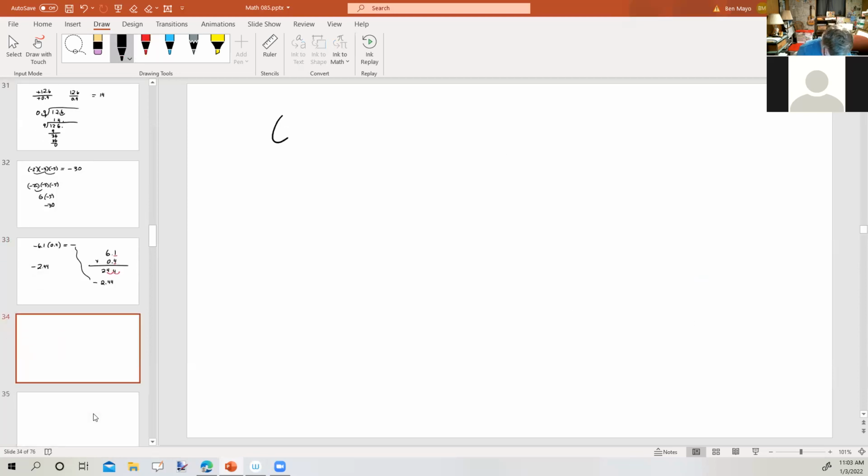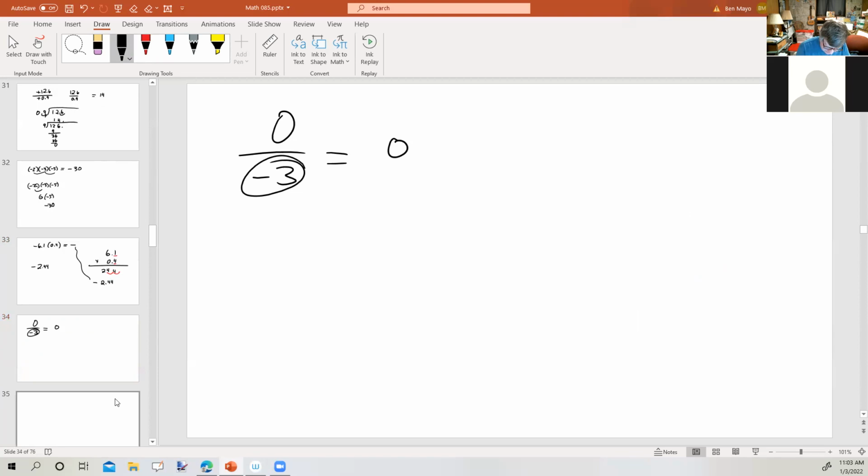Okay, how about this? 0 divided by -3. I said earlier that 0 divided by a non-zero number was equal to 0. It doesn't matter whether the denominator is positive or negative, as long as the denominator is a real number and not 0. 0 divided by that real number equals 0.